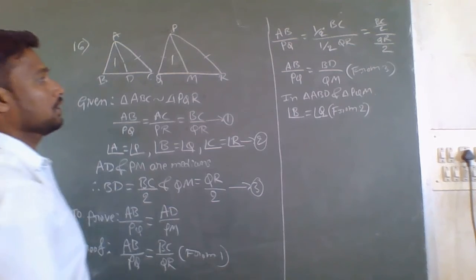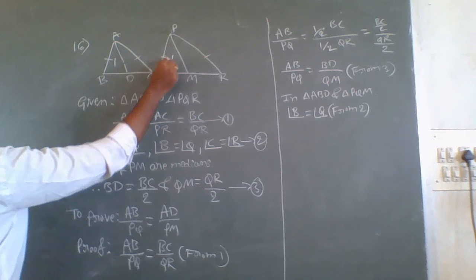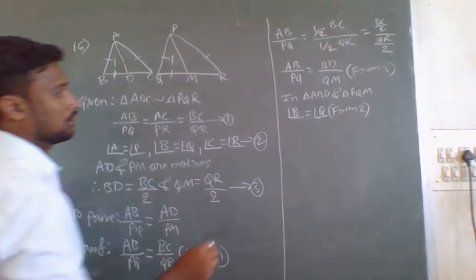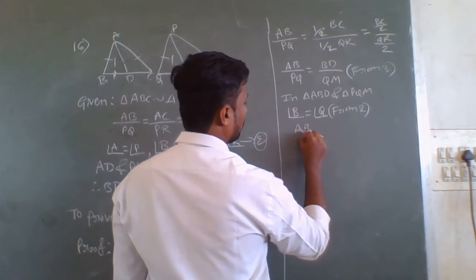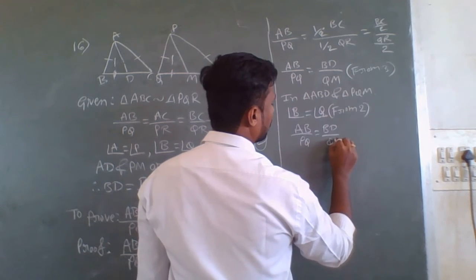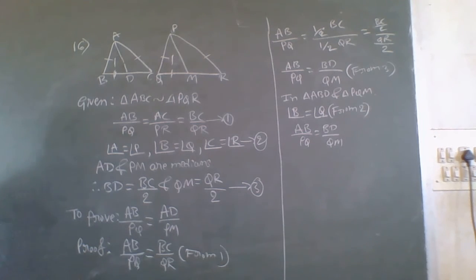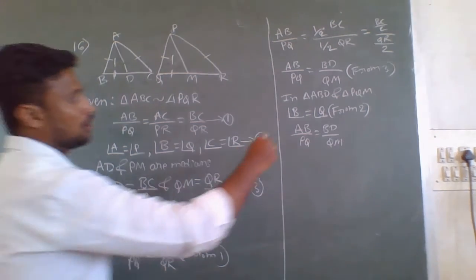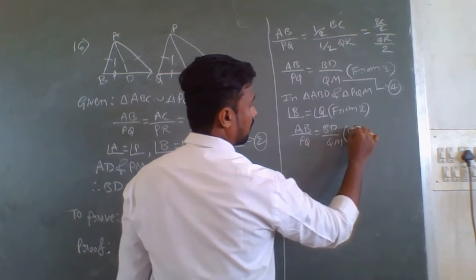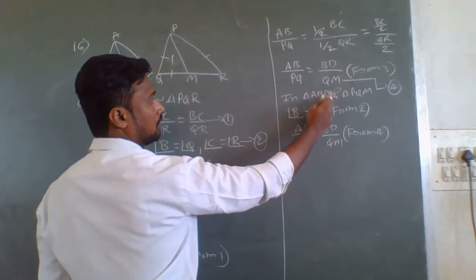And again we know that here AB by PQ is equal to BD by QM. These two sides are equal. Therefore here I will write AB by PQ equals BD by QM. So now I will consider this as 4, and this is from 4, because AB by PQ is equal to BD by QM.